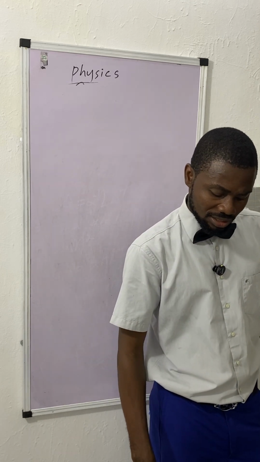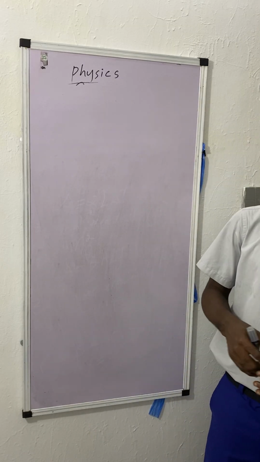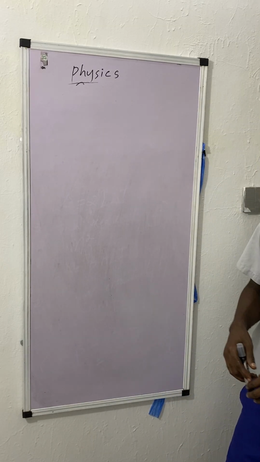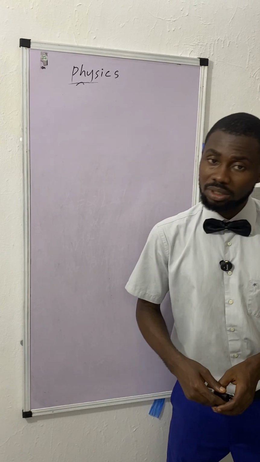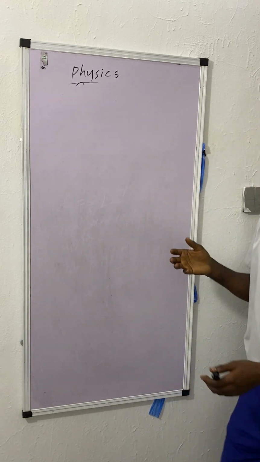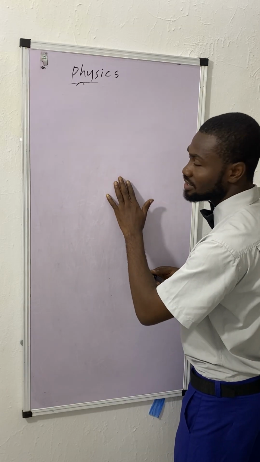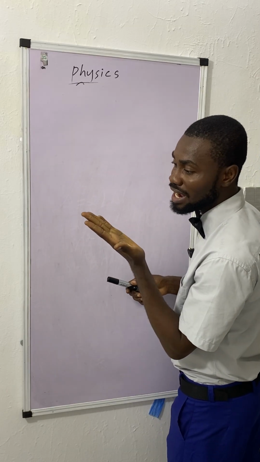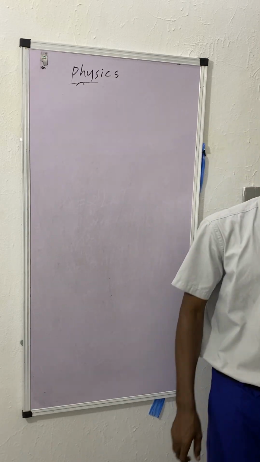Mist can also be called fog. Fog or mist is tiny water droplets suspended in air near the ground. It's not a must that it's near the ground, though, because you can still see mist if you breathe on a glass, or when I do like this on this board, you see mist here, tiny water vapor. I can even feel it in my hand. That's mist or fog.